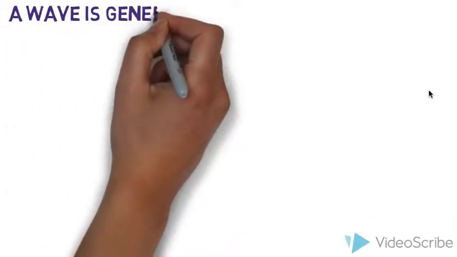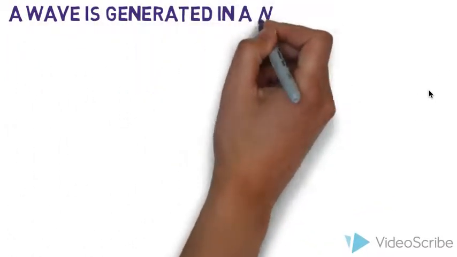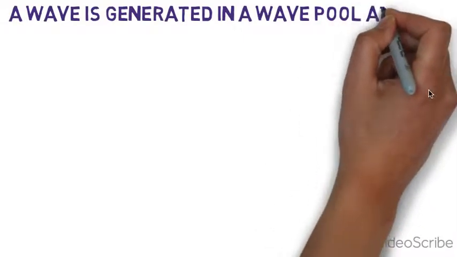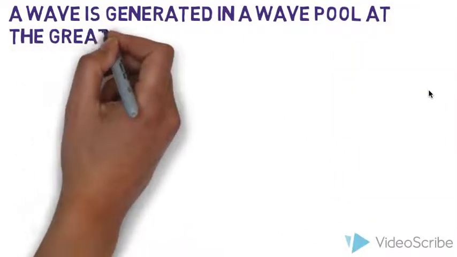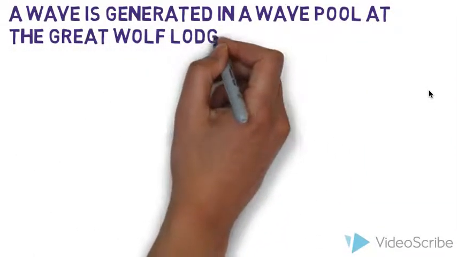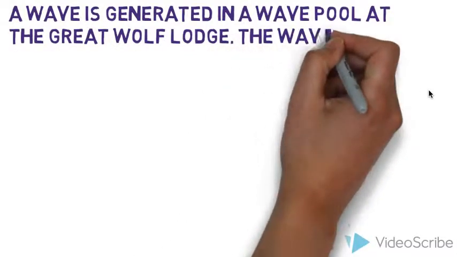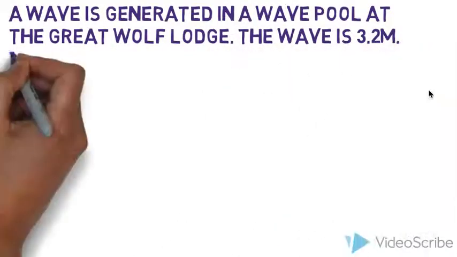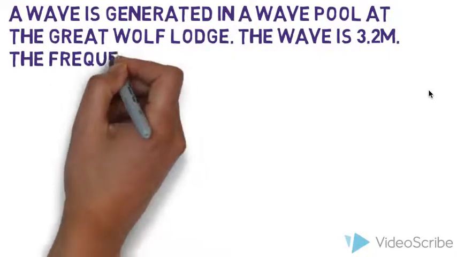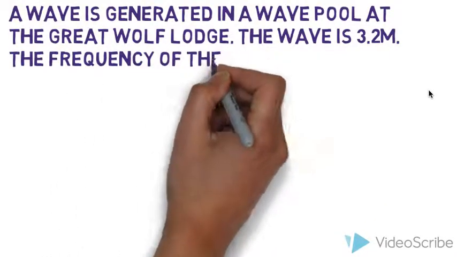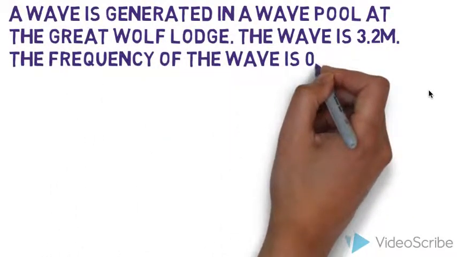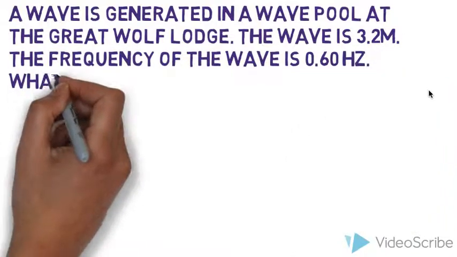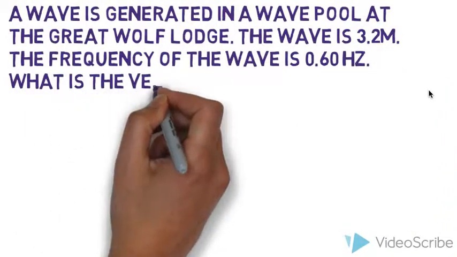For example, a wave is generated in a wave pool at the Great Wolf Lodge. The wavelength is 3.2 meters, and the frequency is 0.60 hertz. What is the velocity of the wave?